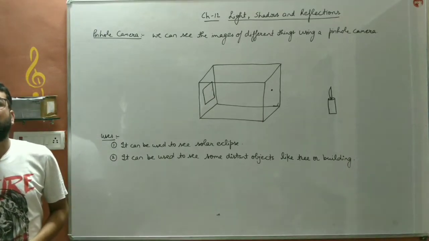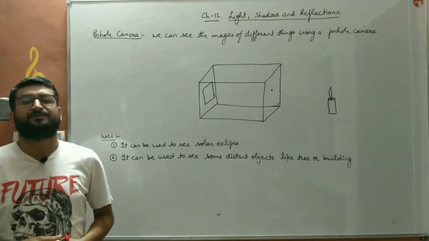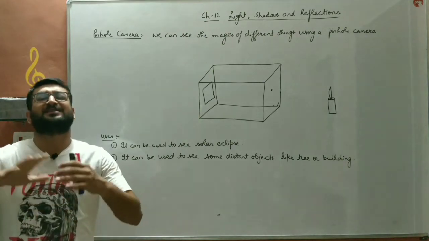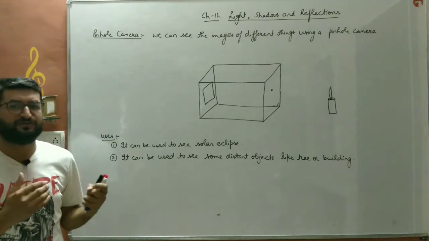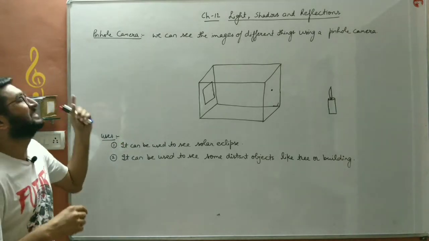Hello children, we are discussing chapter 12, light, shadows and reflections. In this chapter, the topics which we have discussed already in our previous videos, first we'll revise them. The first thing which we discussed was light.